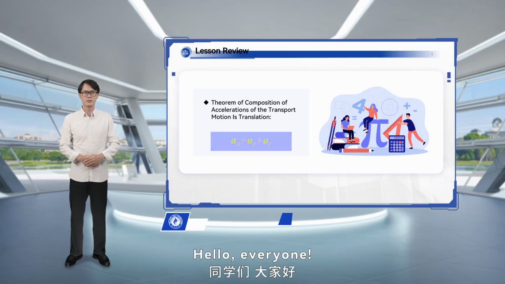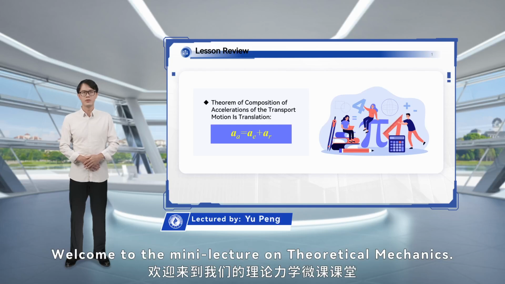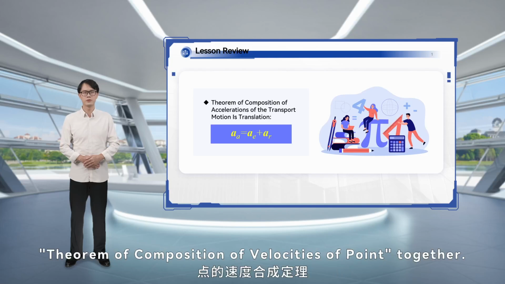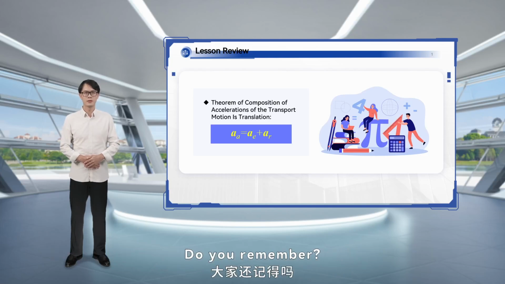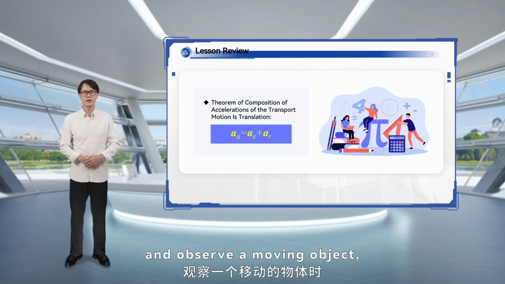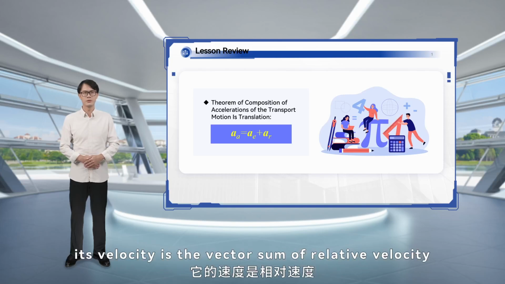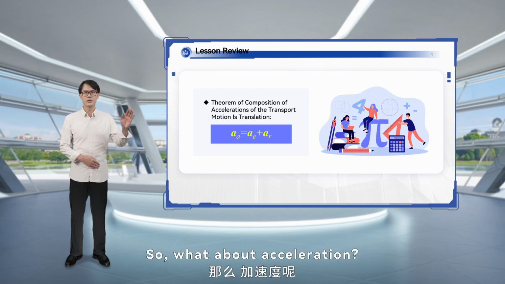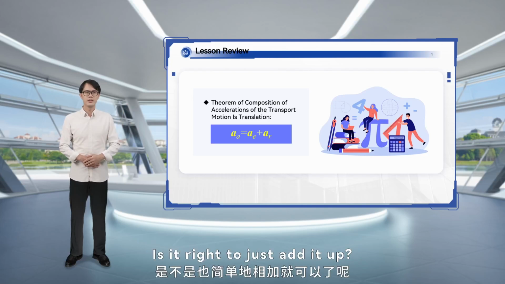Hello, everyone. Welcome to the mini lecture on theoretical mechanics. In the last lesson, we learned the theorem of composition of velocities of a point together. Do you remember? When we stand on a rotating plane and observe a moving object, its velocity is the vector sum of relative velocity and transport velocity. So, what about acceleration? Is it right to just add it up?